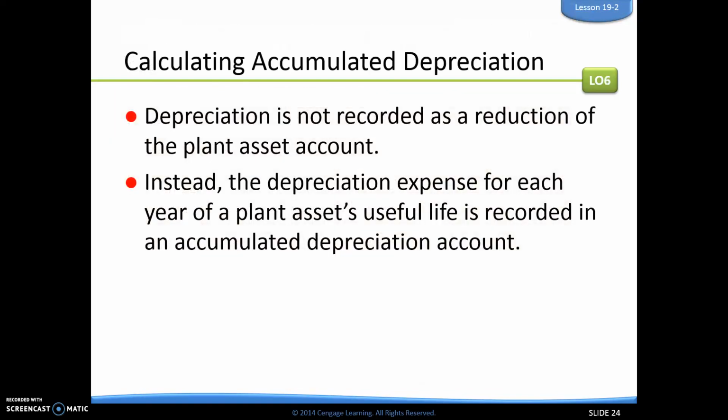Okay, the other thing that we have to pay attention to when we're doing depreciation is that we will have something called accumulated depreciation. And what that simply means is that depreciation is not recorded as a reduction in the plant asset account. So just like we've talked about before, we have contra accounts, and each plant asset has a contra account for accumulated depreciation. So that's where we keep track of the depreciation expense for each year of the plant asset.